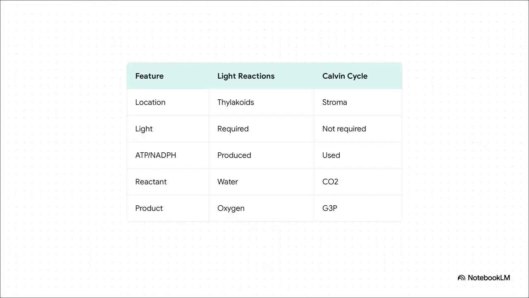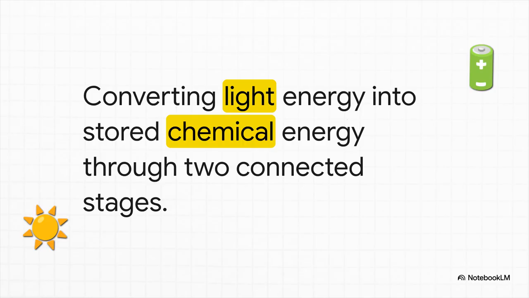To cement everything we've learned, let's contrast the two halves of photosynthesis using this comparison. The light-dependent reactions occur over in the thylakoids, while the Calvin cycle occurs in the stroma. The first requires light, the second does not directly require light. The first produces ATP and NADPH. The Calvin cycle uses that ATP and NADPH. The first splits water and releases oxygen, while the Calvin cycle uses carbon dioxide to produce G3P, which is then used to build glucose.